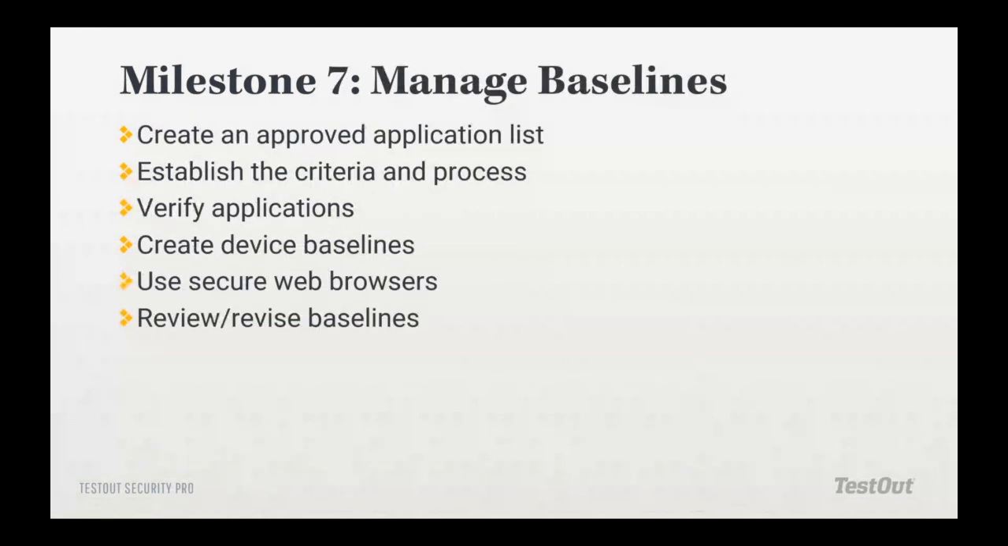Milestone 7 is managing baselines. So the baseline is the minimum requirements for your hardware, software, and network statistics. So this is the step where you provide rules for establishing the baseline. So in this, you create an approved application list for each class of device on the network. You establish the criteria and process for getting the application on the approved list. You want to make sure you verify the apps before adding them to the approved list.